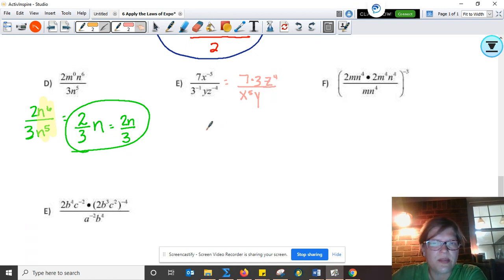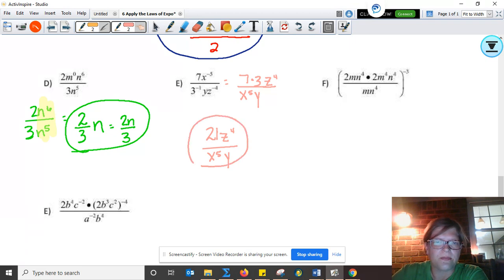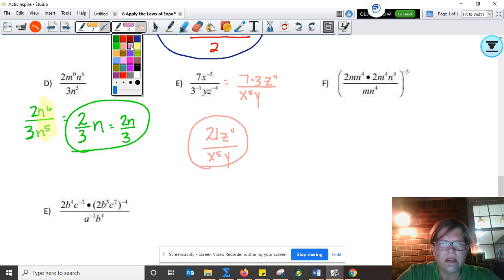3 times 7 is 21, z to the 4th over x to the 5th y. And that's as far as you can go. Now remember, if you have any questions, please be sure to write those down on your notes so that we can go over them at any time.